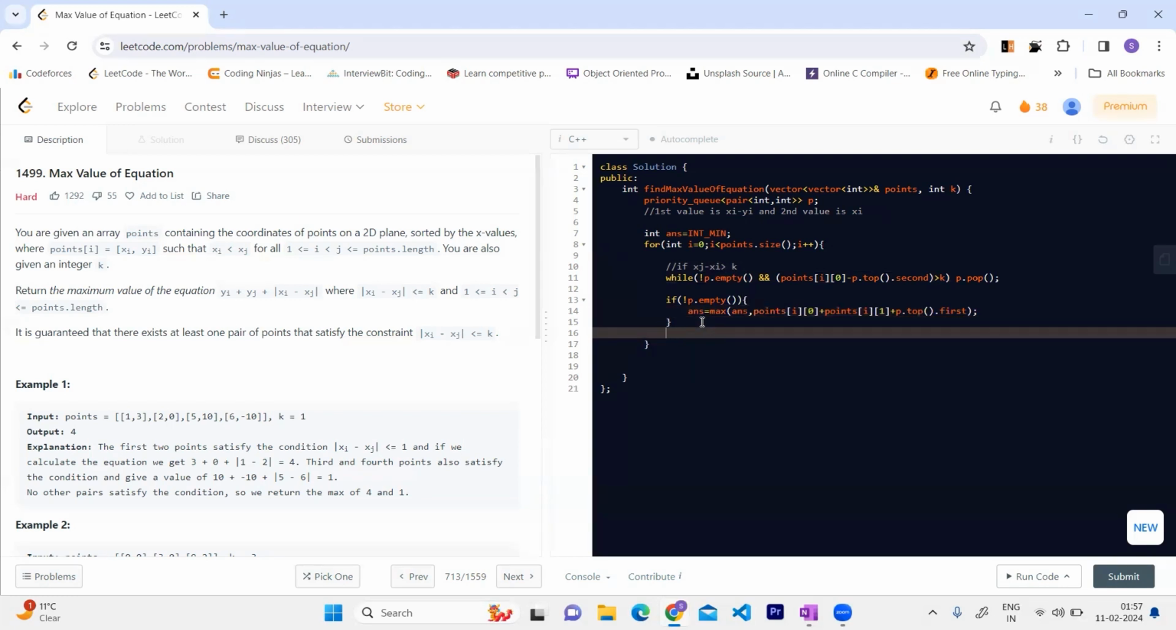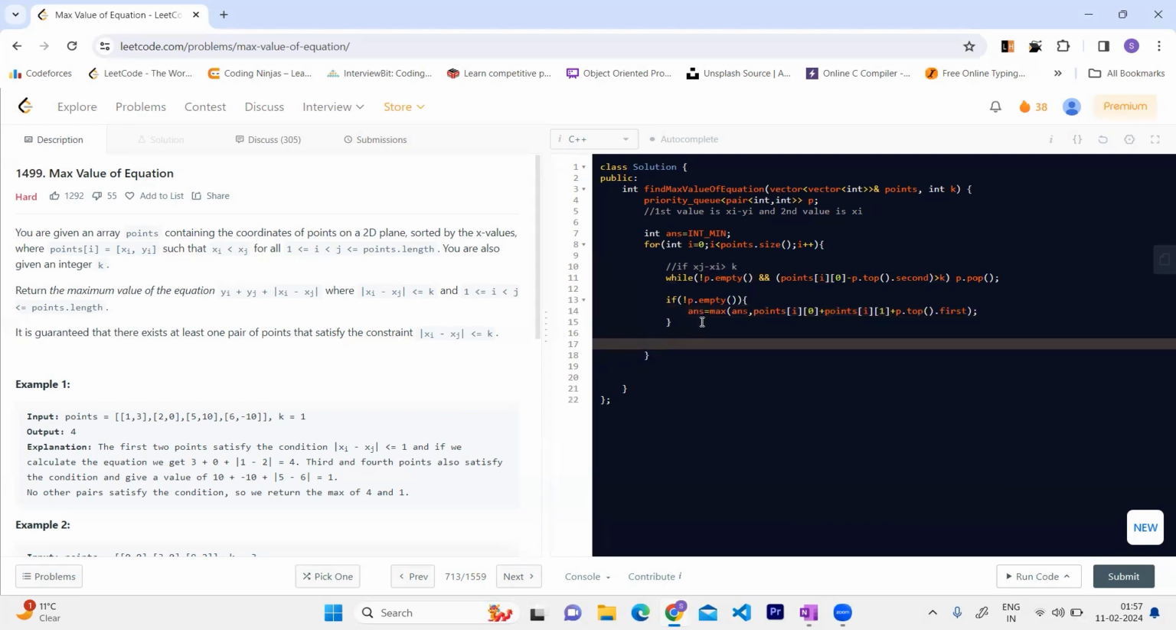Now we also need to insert yi minus xi into the queue, right? So for inserting this, p dot push. So we'll have points i1 minus points i0, and we also need to insert points i and 0, right? We just need to insert all of these values, right? So after inserting this into the queue, we just need to return our answer.